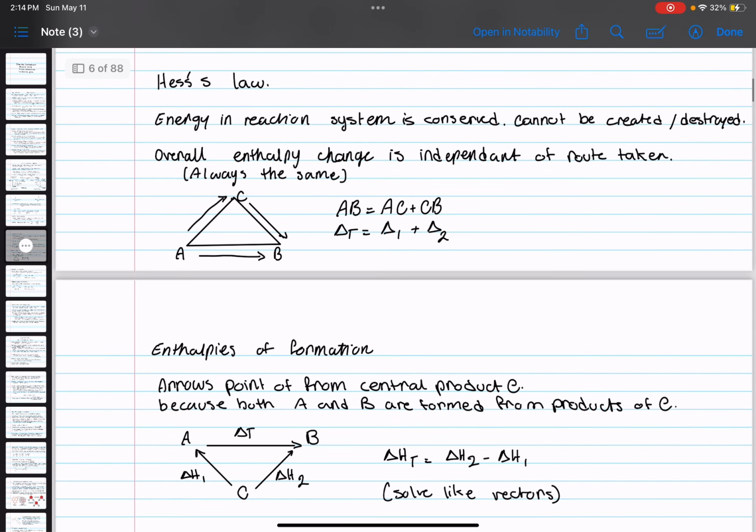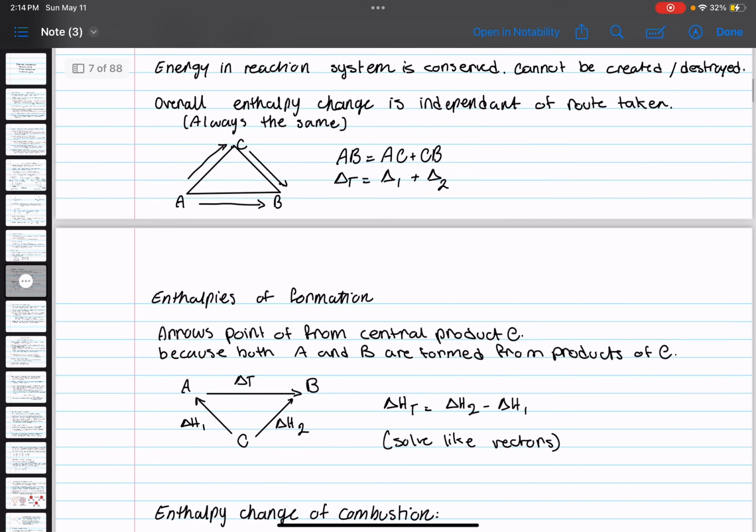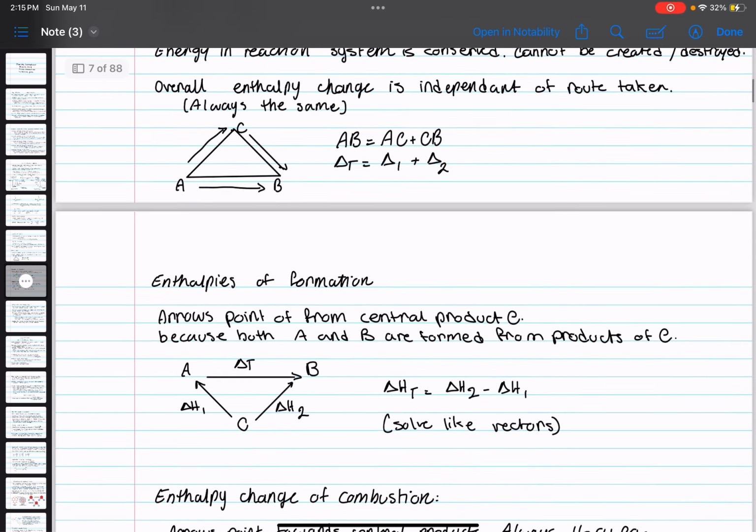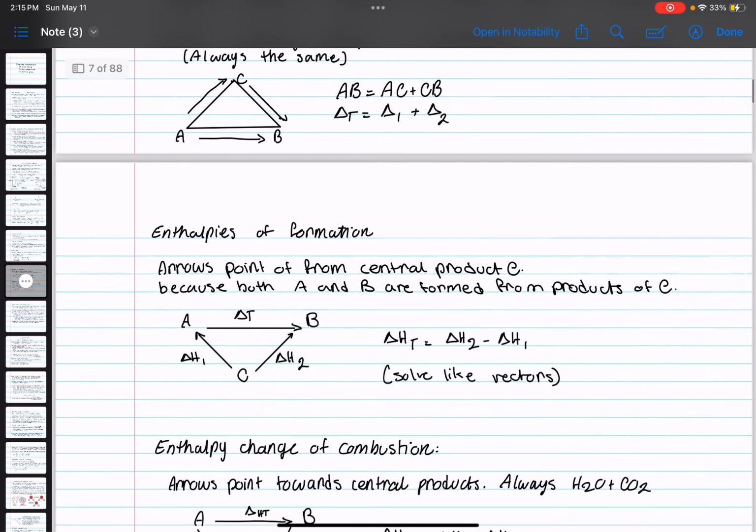So for Hess's law, we have that energy in a reaction system is conserved and cannot be destroyed or made. So the overall enthalpy change is independent of the route taken, and it's always the same. So in this triangle, AB equals AC plus CB. So the energy is independent of the route.